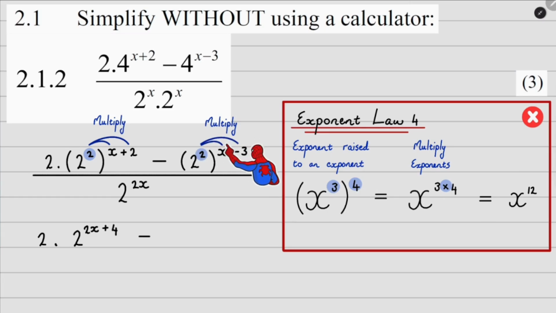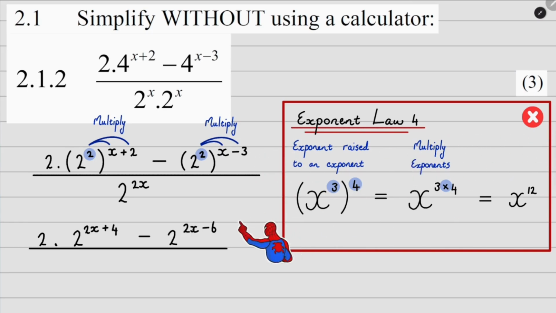Okay, now we're going to shower the power over here. 2 times x is 2x. 2 times negative 3 will give me negative 6. And the bottom is just chilling. He's like, leave me alone, dude.